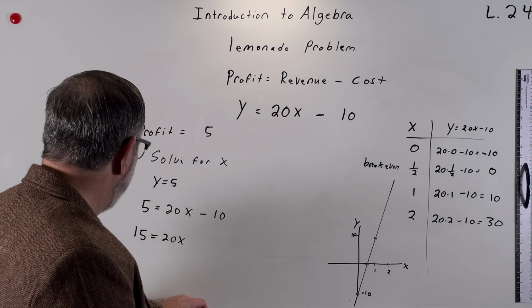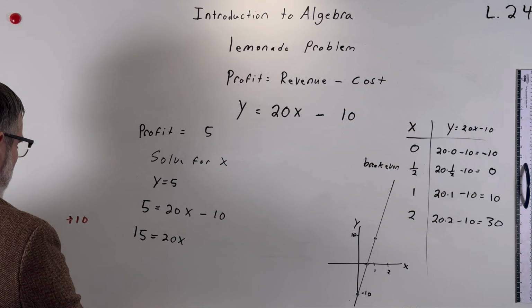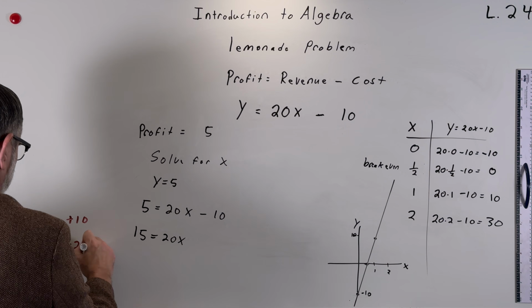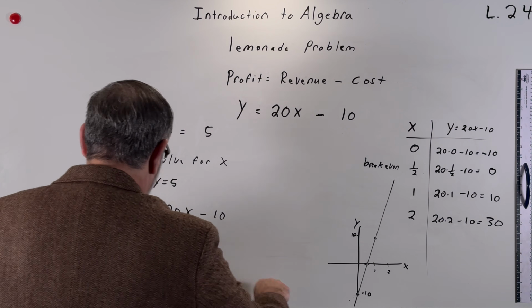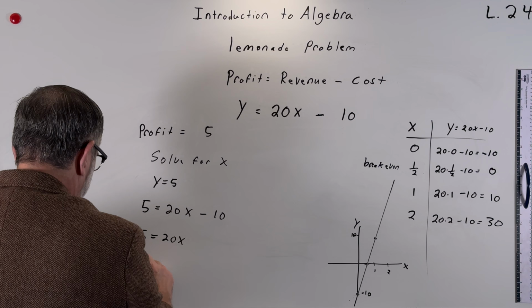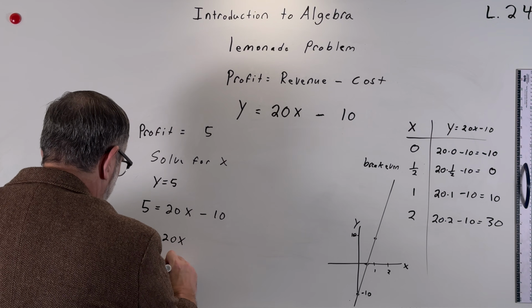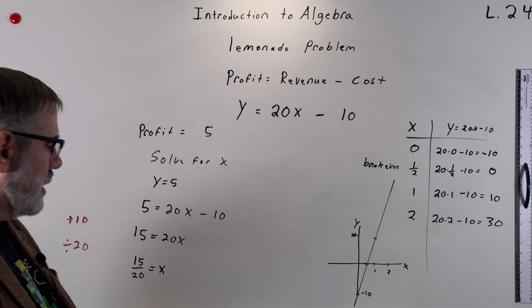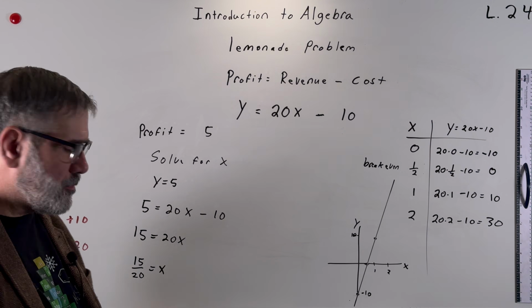Now we're almost there. All we have to do now is get rid of that coefficient of 20. So let's divide both sides by 20. Dividing the left by 20 gives us 15 divided by 20. And on the right-hand side, we're just left with x. And so now we know what the price should be. 15 over 20. That's not the nicest looking expression, is it?